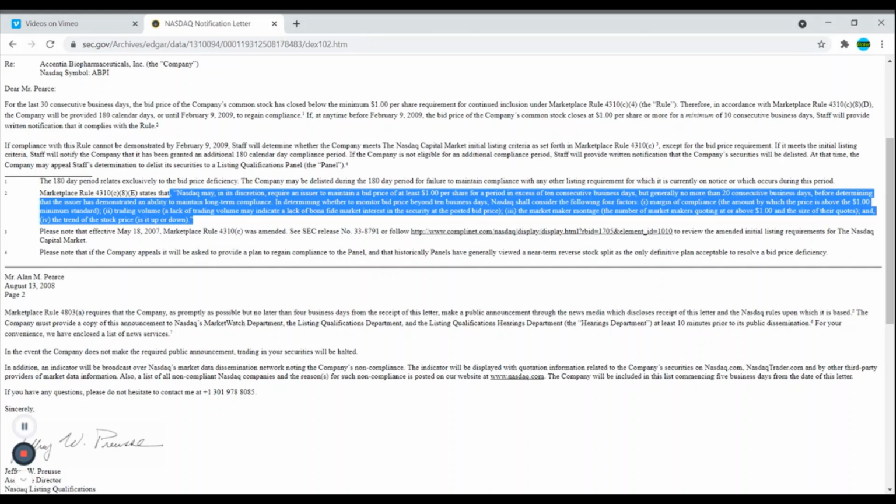The margin of compliance, the amount by which the price is above the $1 minimum standard. Trading volume: a lack of trading volume may indicate a lack of bona fide market interest in the security at the posted bid price. The market makers: the number of market makers quoting at or above $1 and the size of their quotes. And the trend of the stock price. Is it up or is it down? So again, it's very pertinent for the stock to be at least at that share price of $1 and above $1.